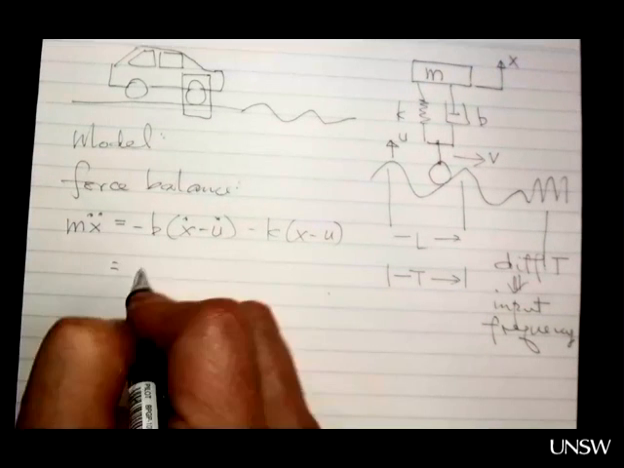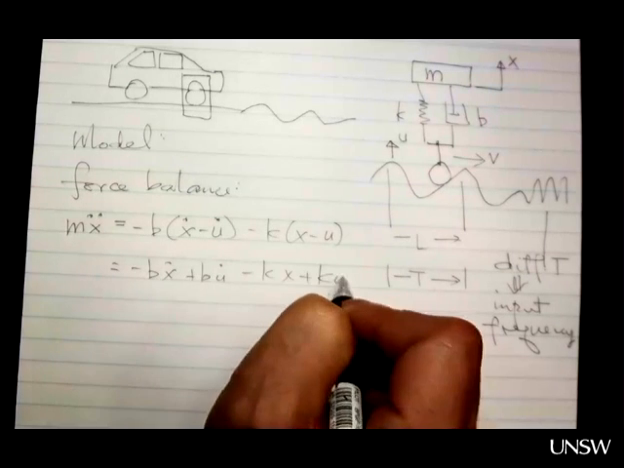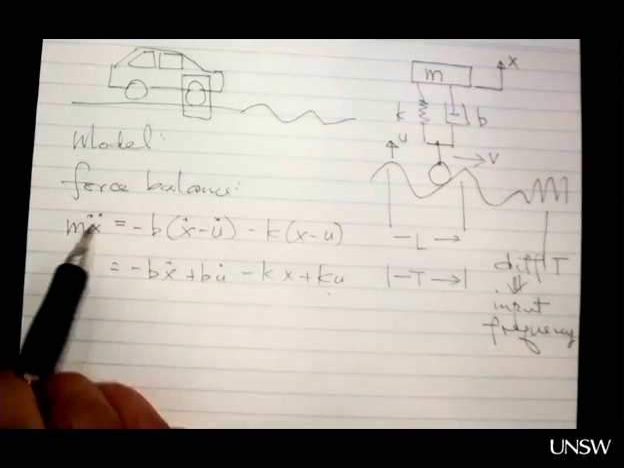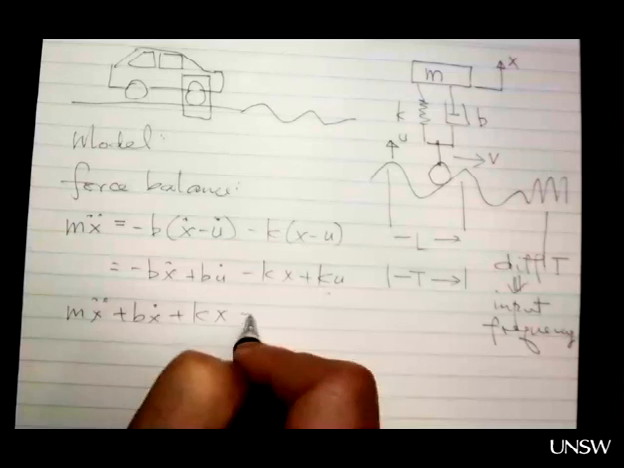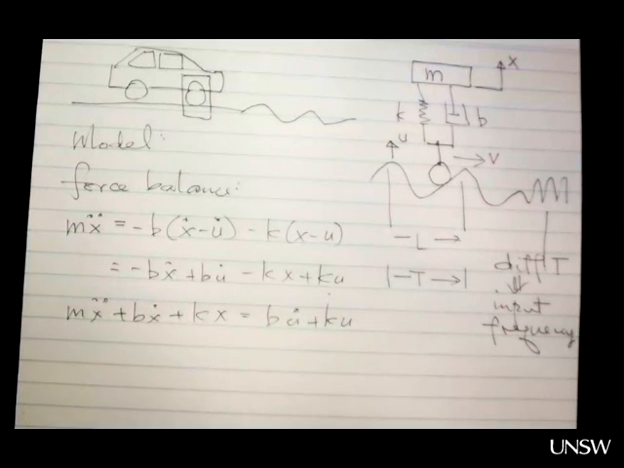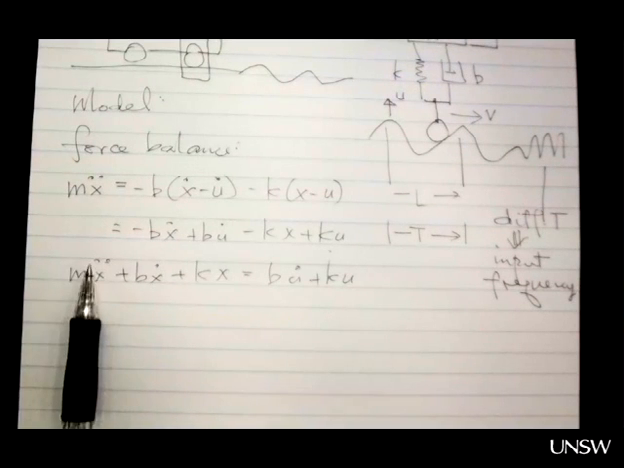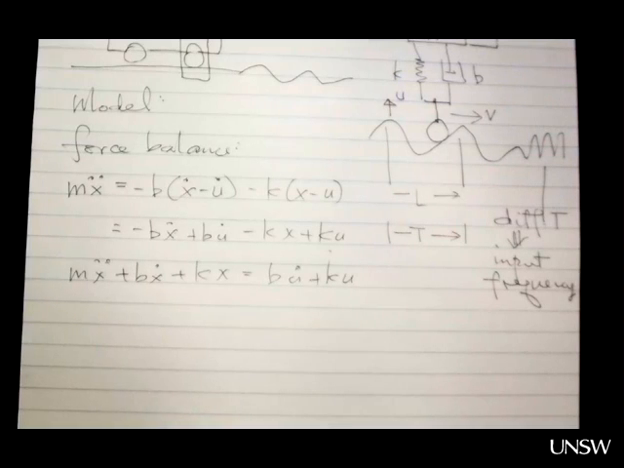So we have minus b x dot plus b u dot minus k x plus k u. Okay. And then we transfer all the x to the left hand side. So we have m x double dot plus b x dot plus k x equals b u dot plus k u. Then it involves a differential equation, right, with twice differential against time and once differential against time. So the easier way to solve the differential equation is to take the Laplace transform.